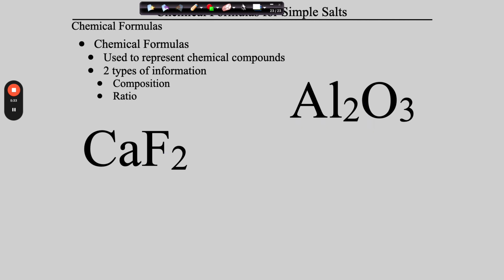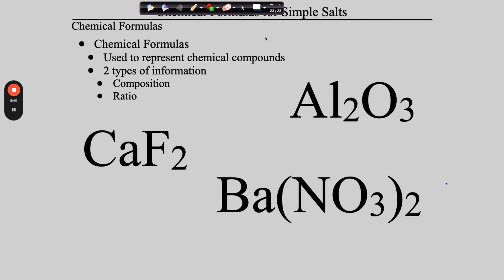Now, looking ahead a little bit, next time we're going to start talking about chemical formulas for things that are a little more complicated. This is not a simple salt, this is a complex salt, and this is what is called barium nitrate. Now, barium nitrate is composed of three different elements: barium, nitrogen, and oxygen. But now the question is how many? And the answer is it contains one barium.